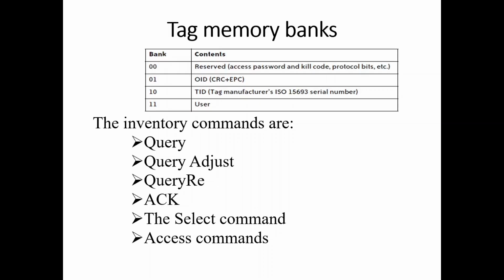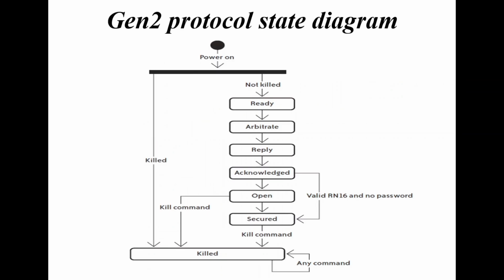These are all the inventory commands: Query, QueryAdjust, ACK, Select command, and Access command. So this is the protocol state diagram for EPC Gen 2. So finally, when the tag enters the reader's RF field, in the sense its power is on, the tag moves into the ready state. Then in the ready state, the tag is awake and ready to participate.